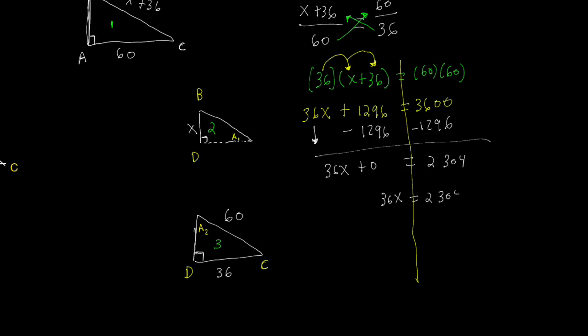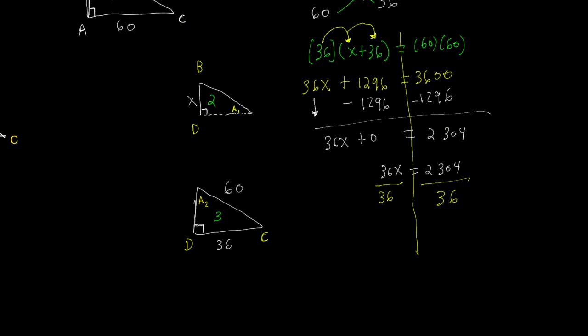And now in order to isolate x, we can again apply the inverse operation. And the inverse of multiplication is division. So divided by 36. And whatever I do on one side, I have to do it on the other. 36 divided by 36, that's just 1. So we get 1 times x. 2304 divided by 36 gives us 64. 1 times x is x, so we get that x is equal to 64. And there you have it. So that's pretty much the strategy.